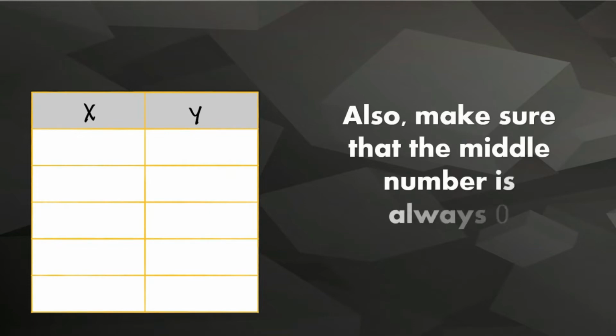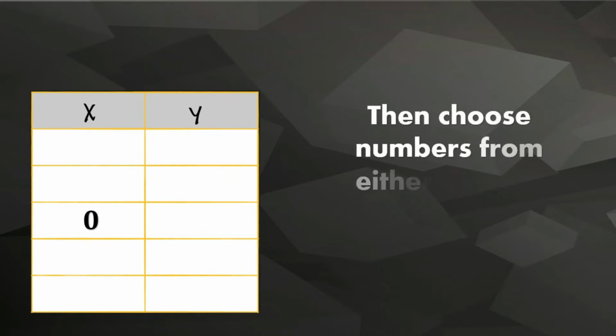Also, make sure that the middle number is always 0. Hindi mo pa pwedeng palampasin to. Yung middle number mo is always 0 like this. And then, you will choose numbers from either sides of 0. Ibig sabihin, positive and negative numbers.